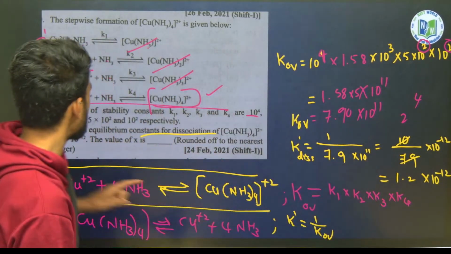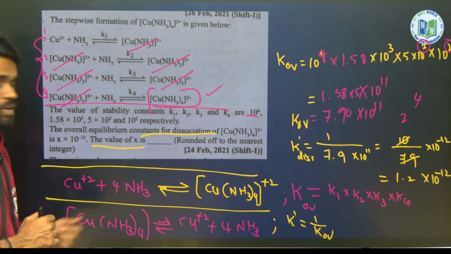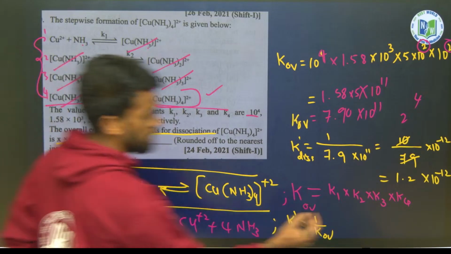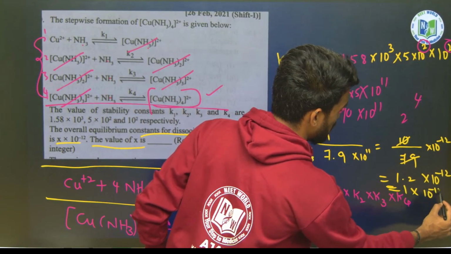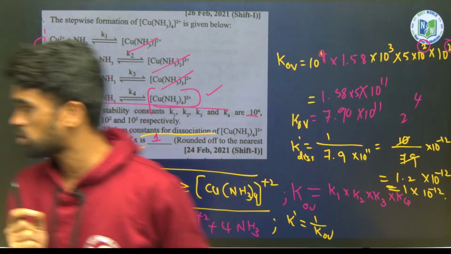So what they are asking, round off to the nearest integer for the value of x. So what can I say in the given format? x can be 1, because the nearest integer is only 1, into 10^-12. So what is our answer here? 1 will be your answer. I hope this is also clear, right?